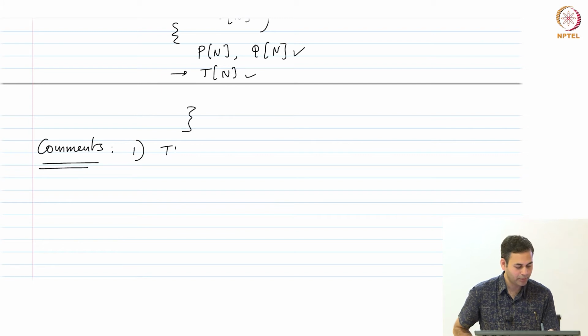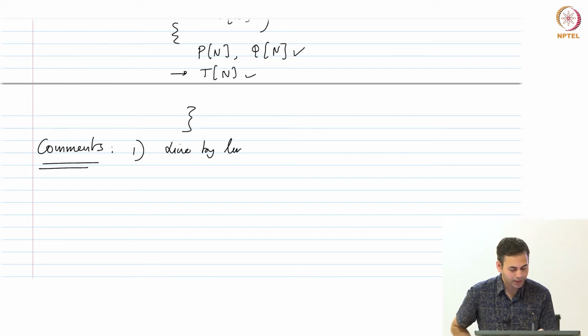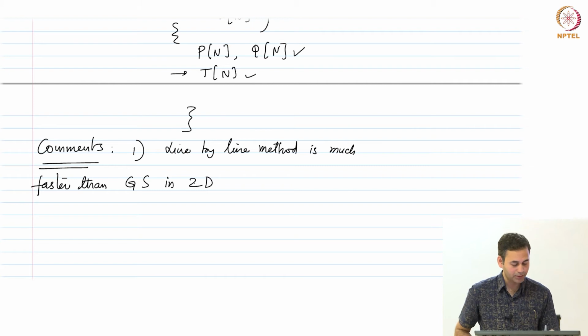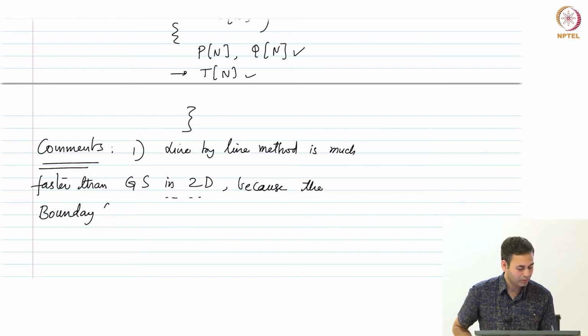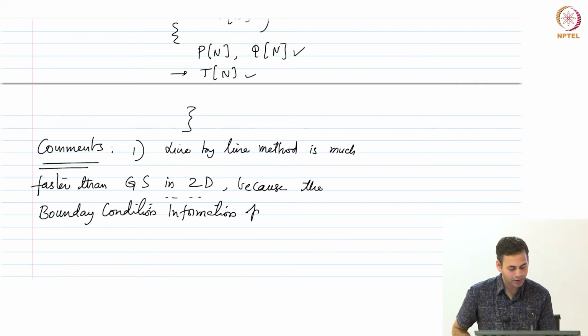So essentially, your TDMA, or the line by line method, is much faster than Gauss Seidel in 2D problems, because the boundary condition information propagates in one go, or at once, to the interior cells.